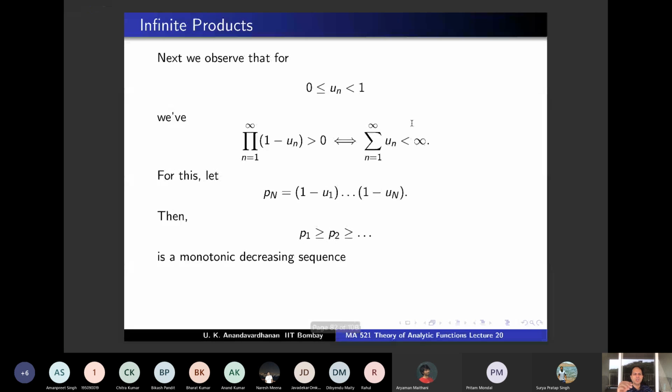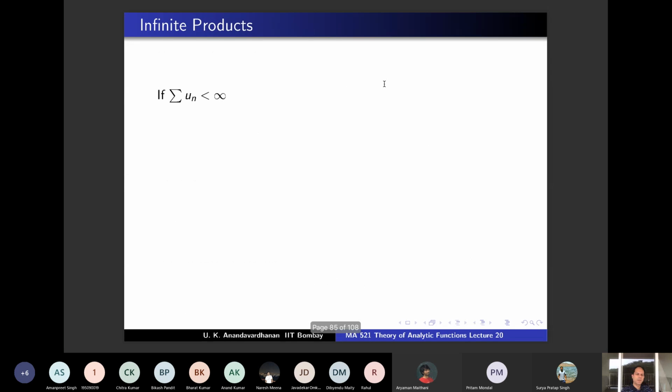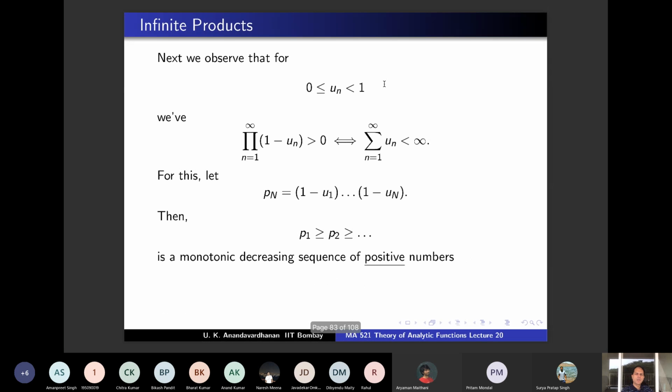And these are all positive. So it's a monotonic decreasing sequence of positive numbers. Right? These are all positive because the Un's are strictly less than 1. And therefore, it will converge. There will be a limit, a monotonic decreasing sequence bounded below. So there is a limit, and let's call the limit P. And now let's prove this one.